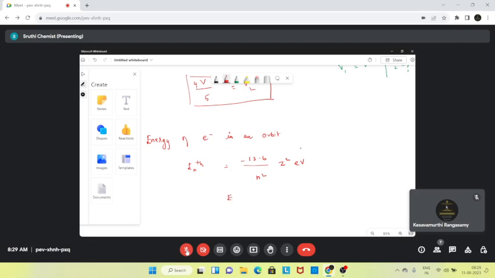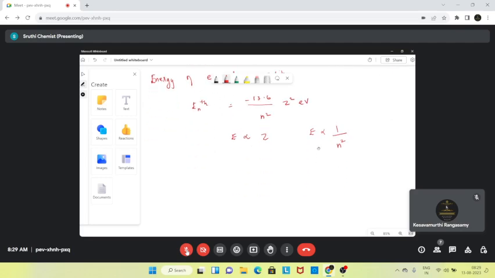Is energy directly proportional or inversely proportional to atomic number? I am asking about atomic number. Yes, it is directly proportional to atomic number, and inversely proportional to the square of the orbit number, which is E is proportional to 1 by n square.